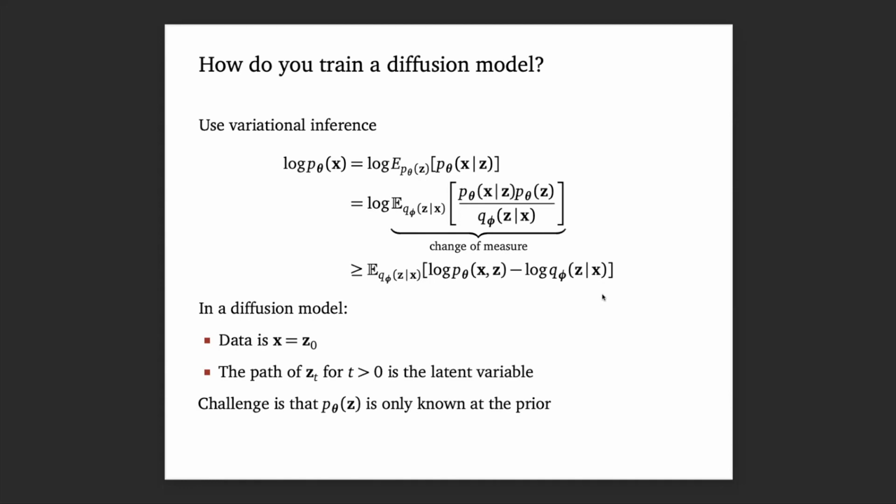In a diffusion model, if we just try to map things out, the data, if you humor me again, is going to be x equal to z0, forgetting about epsilon and likelihoods. And the latent variable really is the path of the stochastic process for all times greater than 0. One immediate challenge here is that you only know this quantity at the prior, at time capital T in the time reversal, or time 0 when you're integrating forward in time. And so you can't really just directly apply it.